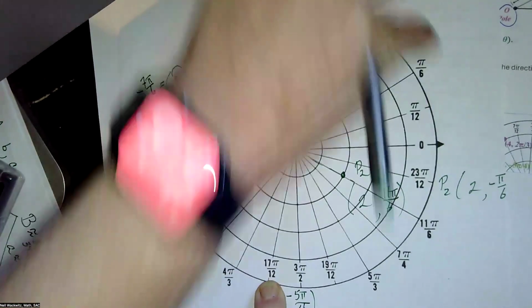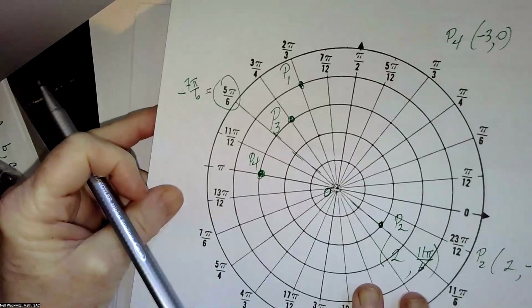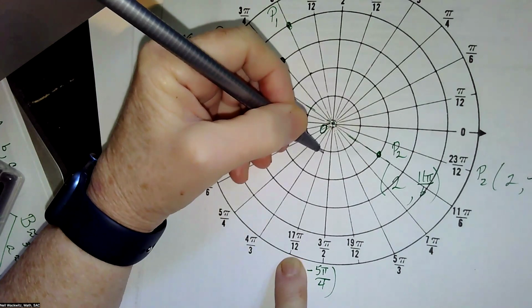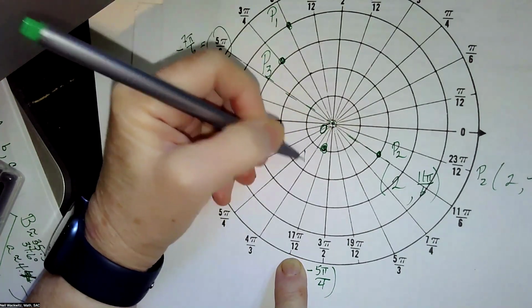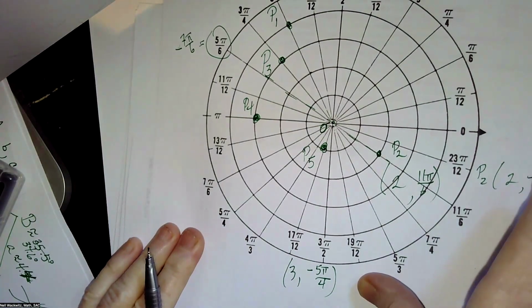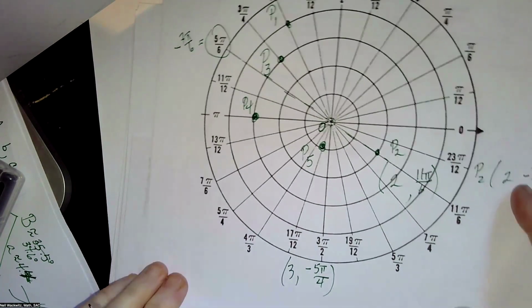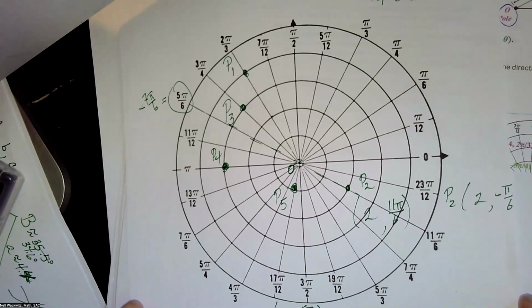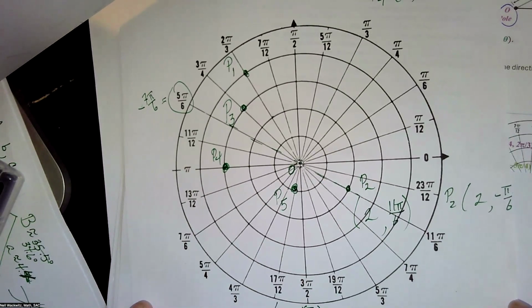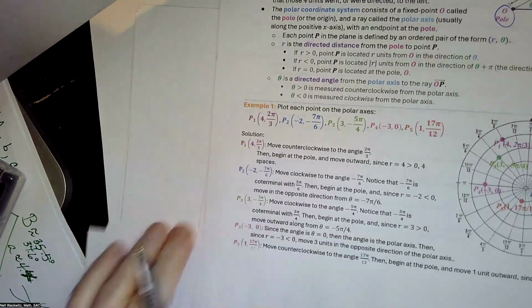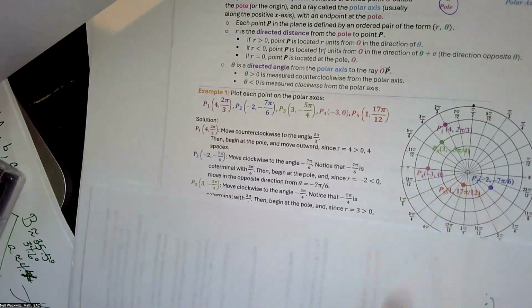So even weird angles can be pretty easily graphed. And we're going to go 1 unit in the direction of 17π/12. We always start at the pole. So there is P5. Any questions at all about graphing points that are given in polar form? All righty. And let's see if I got it right. Looks good.